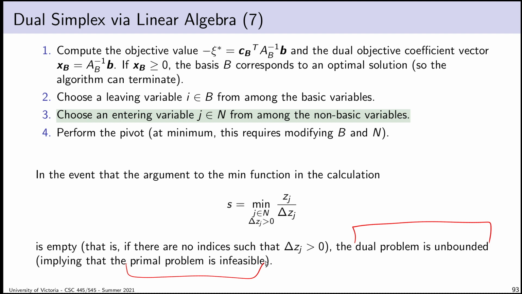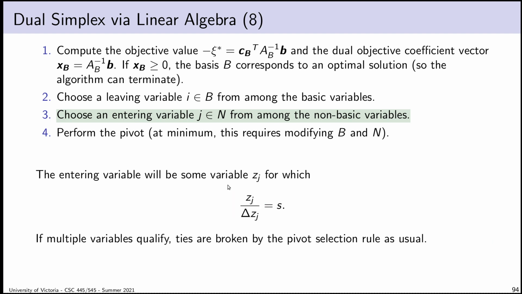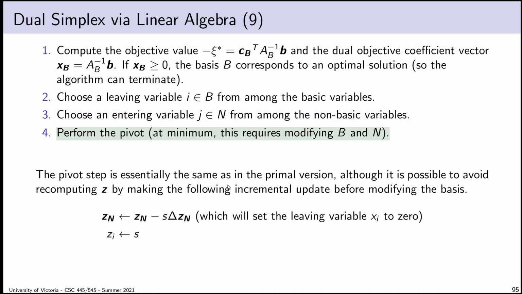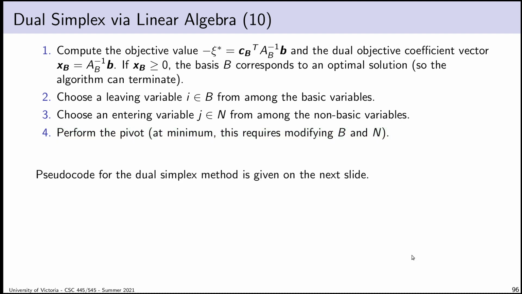Otherwise, we choose our entering variable just like we normally would. So if there are ties for variables that realize this ratio, then we use the pivot selection rule to break the tie. And then finally, we perform our pivot. The only real difference between performing the pivot in the dual sense and the primal sense, of course, is that we're updating a vector z instead of a vector x, because the vector x is updated or recomputed up here in step 1. And so I'm not going to spend too much time on this. It's just the symmetric case of what we saw in part 2.